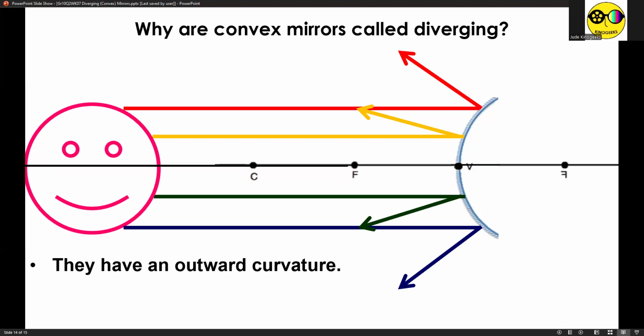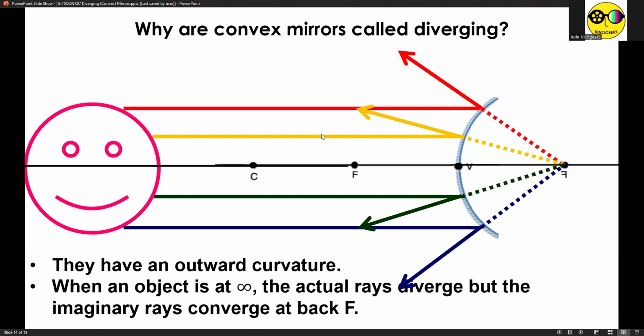However, in ray diagramming, we have a continuation on the right side because once you extend these light rays using broken lines, which represent imaginary light rays, they now converge at the back focus. So this one is trickier to answer compared to our initial question in this video lecture because when an object is at infinity, the actual rays diverge. But the imaginary rays, when you extend the actual light rays at the back of the mirror, converge at the back focus.